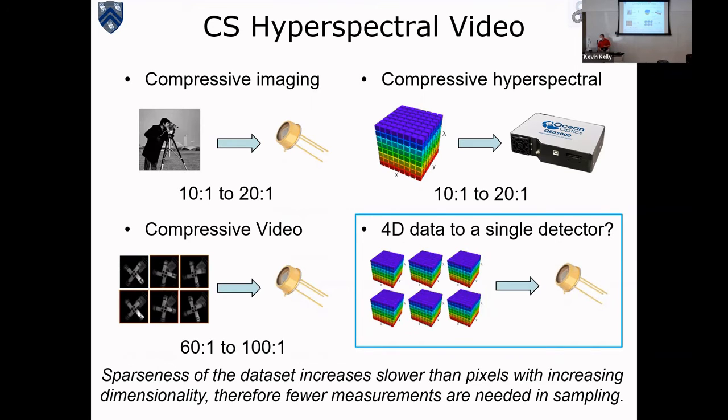So then we're going to ask the question, what about 4D data? What if I wanted to capture x, y, t, and lambda? That should go as the fourth root of n in terms of the number of measurements I need to keep the same quality.